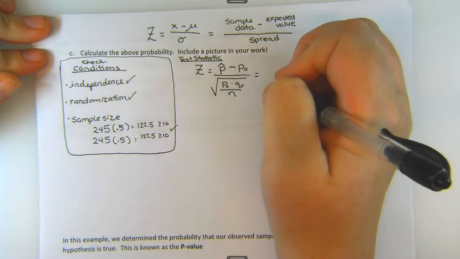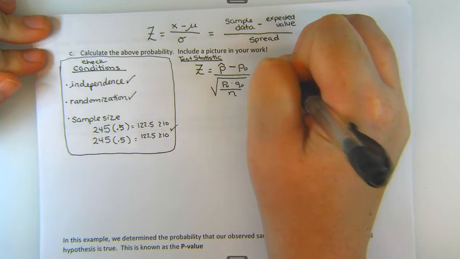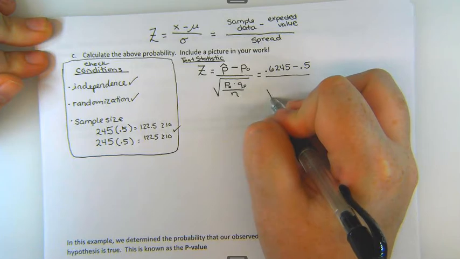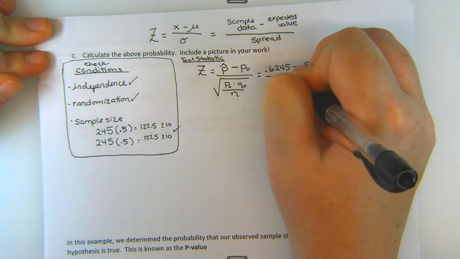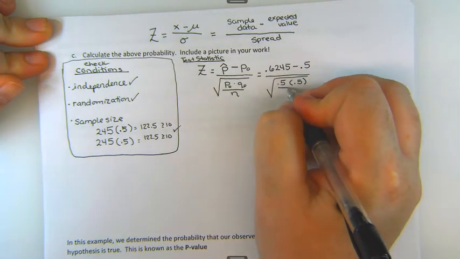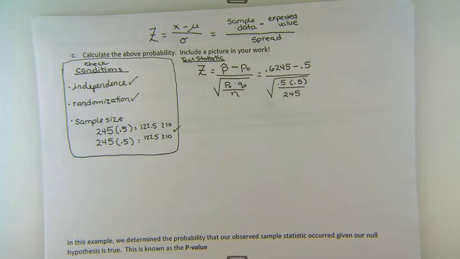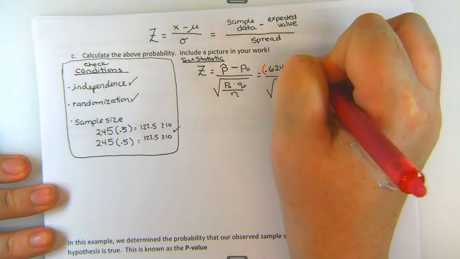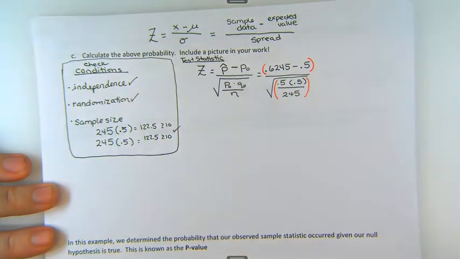So for us, what we'd be calculating is taking that 0.6245 minus our hypothesized proportion of 0.5, divided by the big square root symbol of 0.5 times 1 minus 0.5, which is also just 0.5, divided by our sample size of 245. If we plug this into a calculator, whatever system we're using, just be careful with those parentheses. Make sure you're grouping that numerator together, and also make sure everything under the square root symbol stays together.